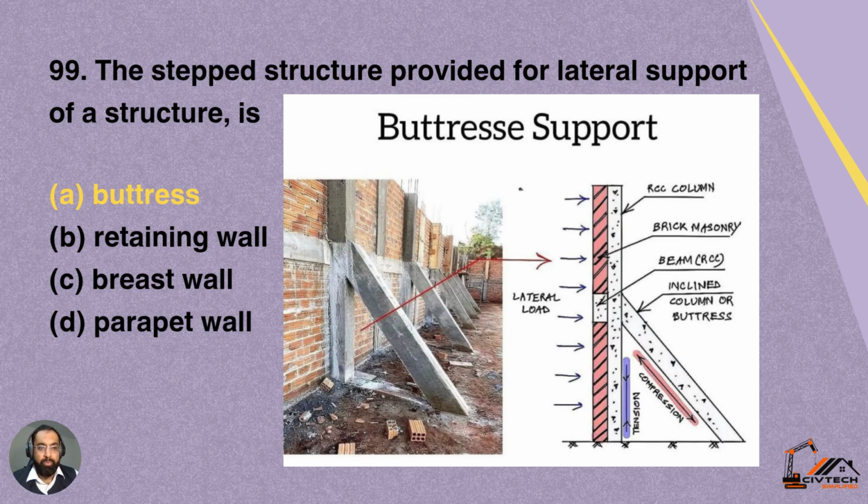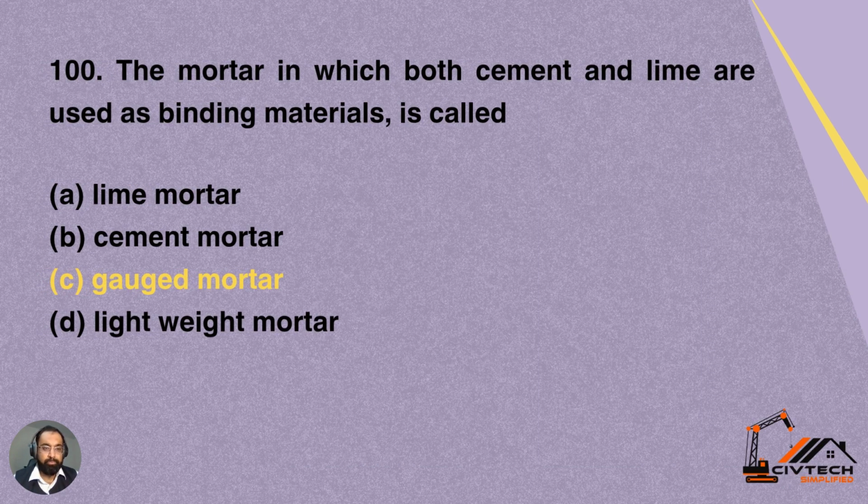The stepped structure provided for lateral support of the structure. So you must have noticed such type of structures with the walls, external walls. You can see an inclined or stepped structure. It's called buttress support. Options available with us were A buttress, B retaining wall, C breast wall, D parapet wall. So buttress is the stepped structure provided for giving the lateral support to the structure.